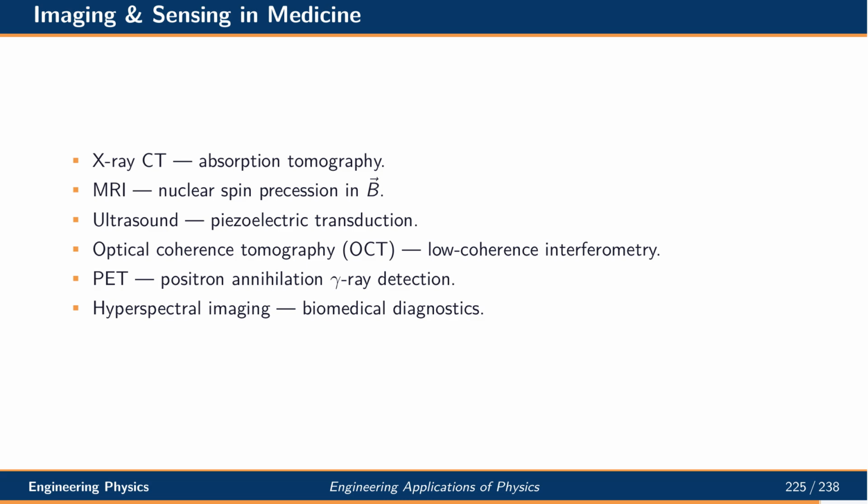Optical coherence tomography uses low-coherence interferometry for high-resolution imaging of tissues. Positron emission tomography detects gamma rays from positron annihilation. Hyperspectral imaging extends biomedical diagnostics.